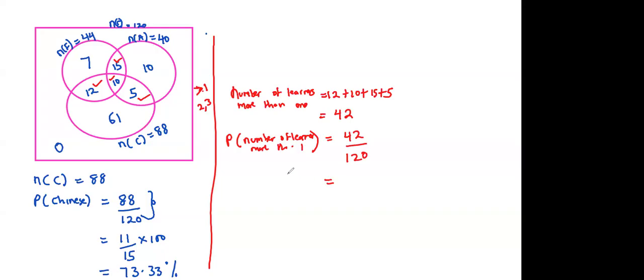Then you say 42 divided by 120. You can reduce it, if it can be reduced, to 7 out of 20. So you can report it as 7 out of 20. But it is also okay for you to write it as a percentage: 7 out of 20 times 100, which gives 35%.